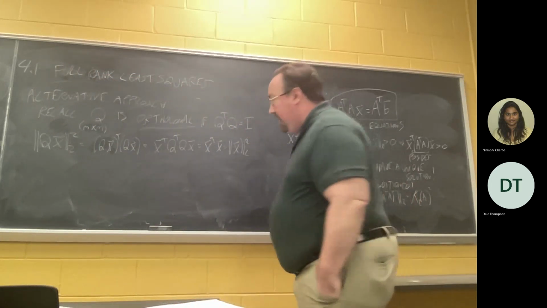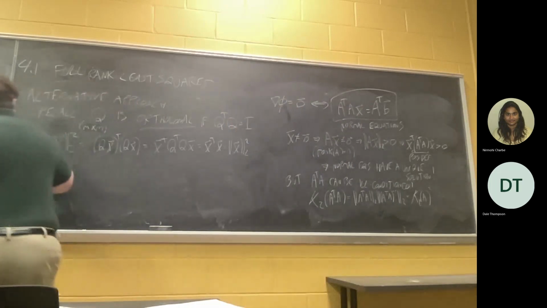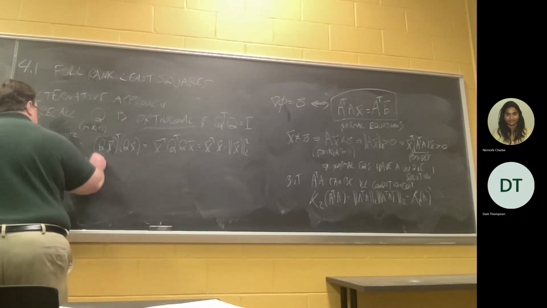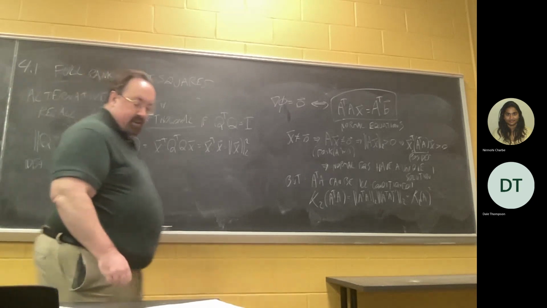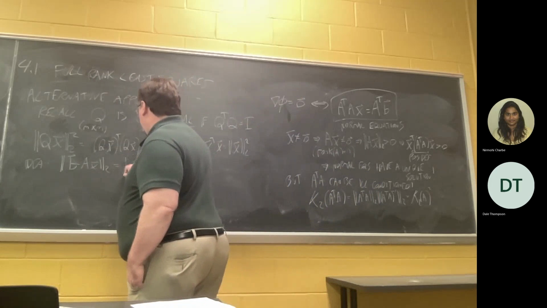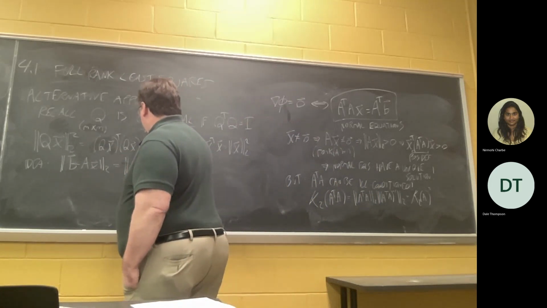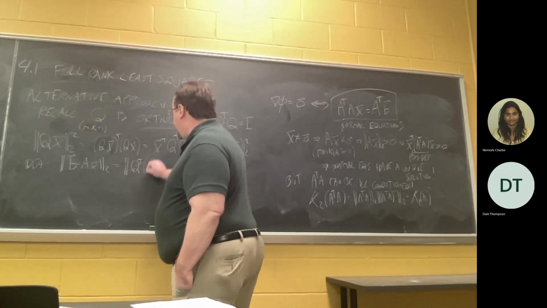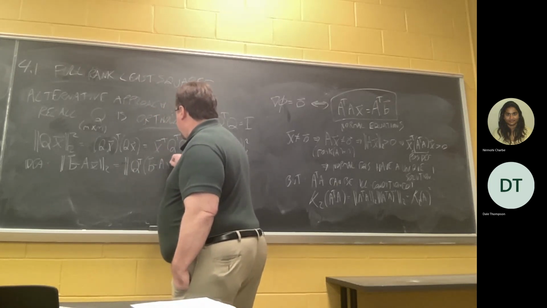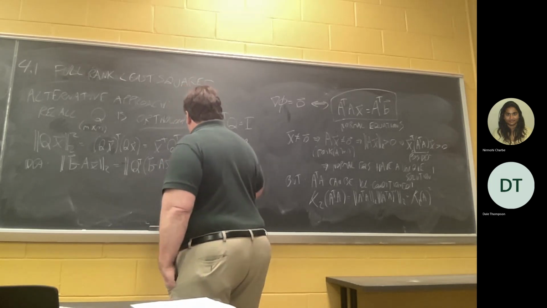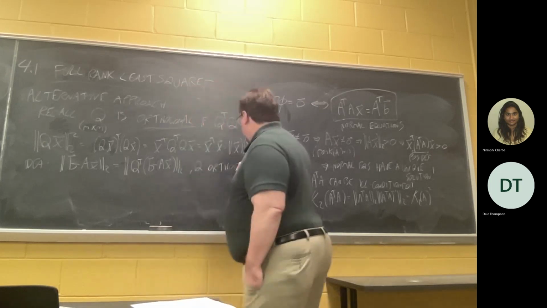So the main idea behind this alternative approach is to use the fact that the 2 norm of B minus AX, which we're trying to minimize, is equal to the 2 norm of some orthogonal matrix transpose times B minus AX. Q is orthogonal.